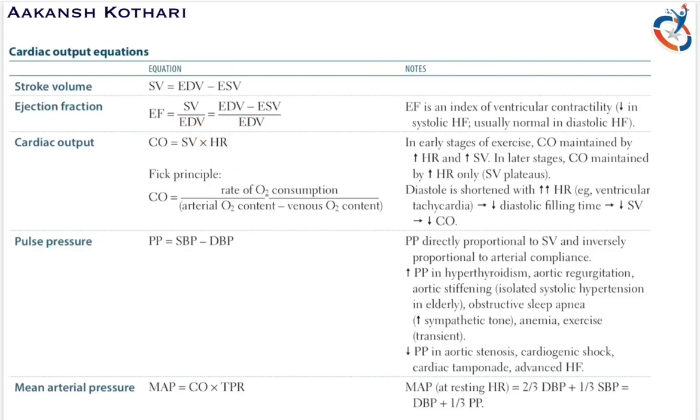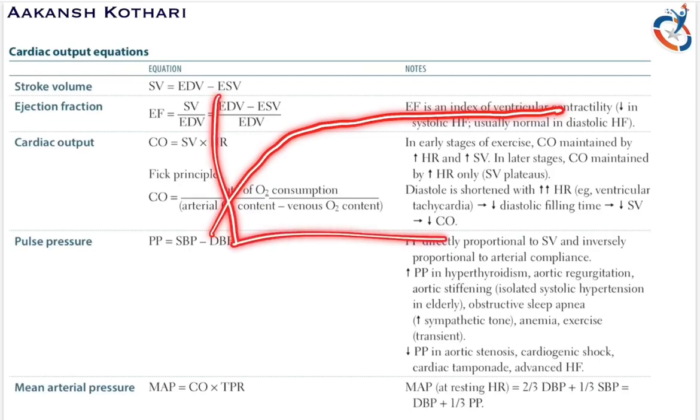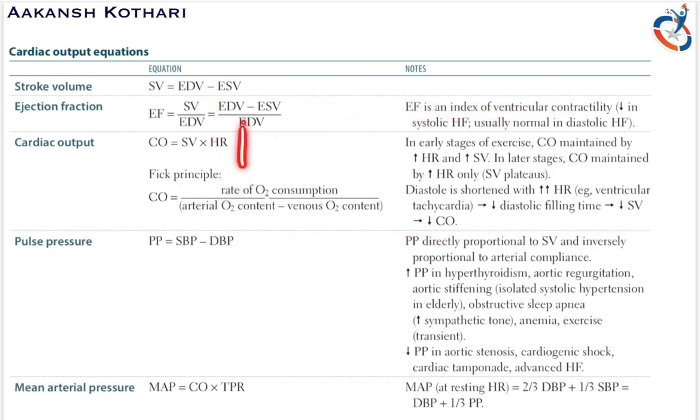Now, in the later stages of exercise, when there is rigorous exercise that goes on, the stroke volume plateaus. That means the stroke volume is increasing, but then after a point, it reaches its maximal capacity and plateaus. Is it clear? Whereas the heart rate keeps on increasing. So this is what happens in cases of exercise. Now, diastole is shortened when the heart rate is very high. Hence there is a decrease in the diastolic filling time.